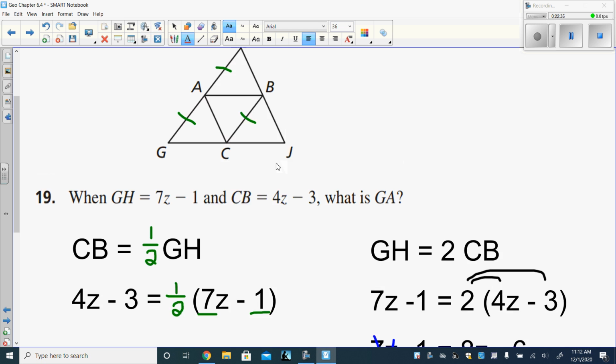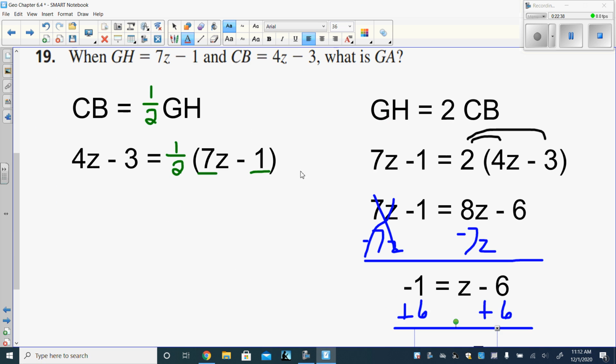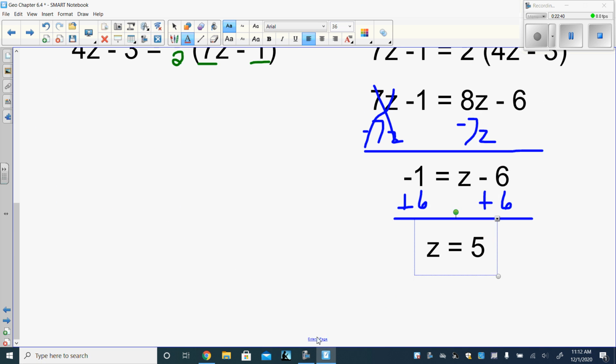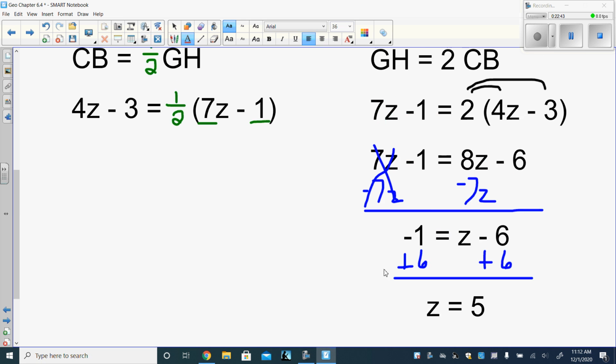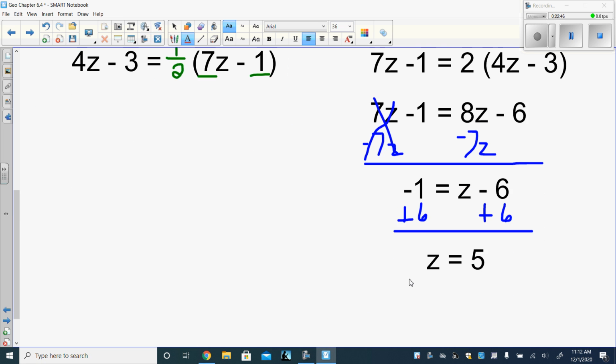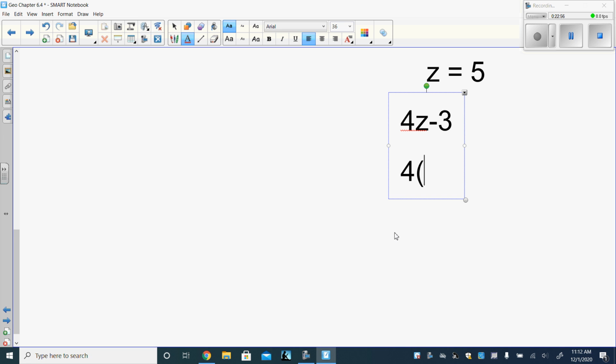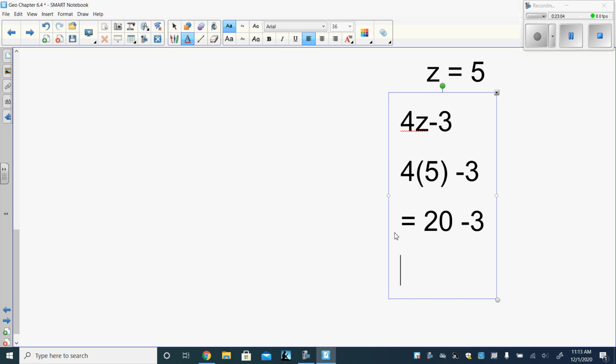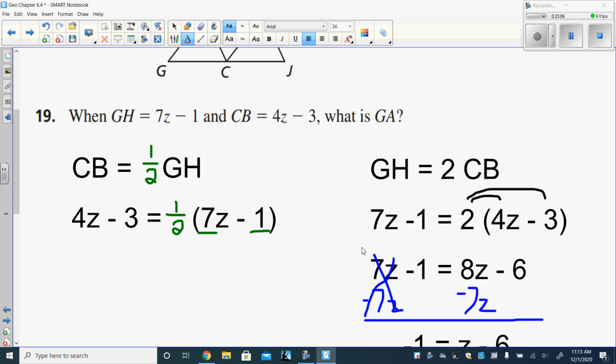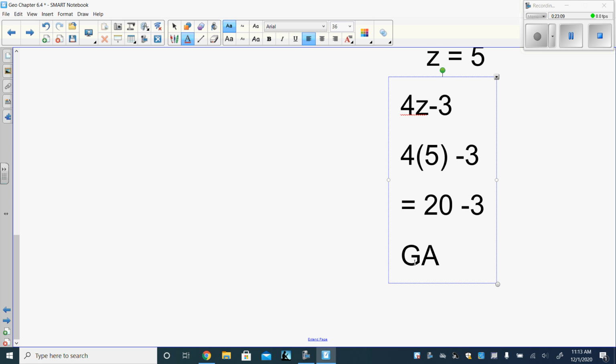Now I want to find the value of GA. Well, GA will be the same as CB. So I just need to plug z into our 4z minus 3. So I'm going to take 4z minus 3 and plug in the value of z. So it'd be 4 times 5 minus 3. Well, 4 times 5 is 20, and 20 minus 3 will tell me that the length I'm looking for, GA, is equal to 17. And that's our answer.